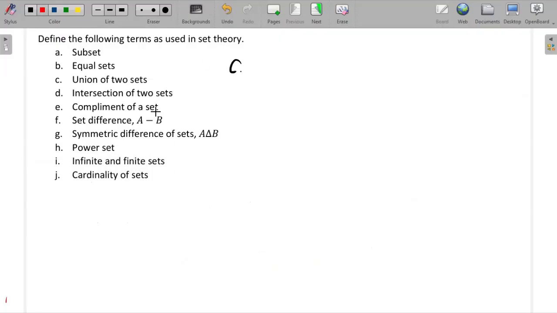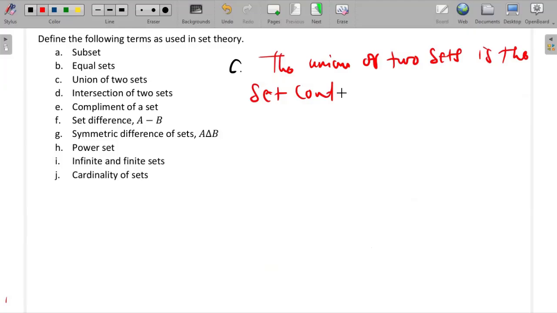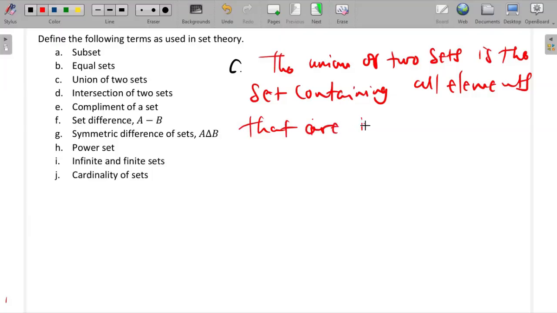Part C says define the union of sets. So the union of two sets is the set containing all elements that are in the sets under consideration.